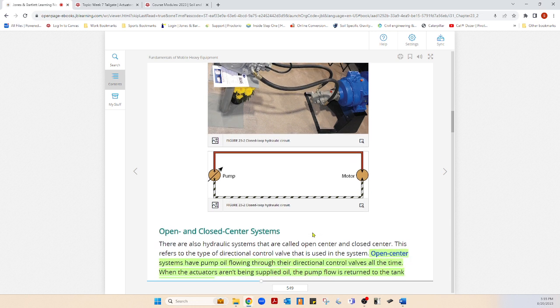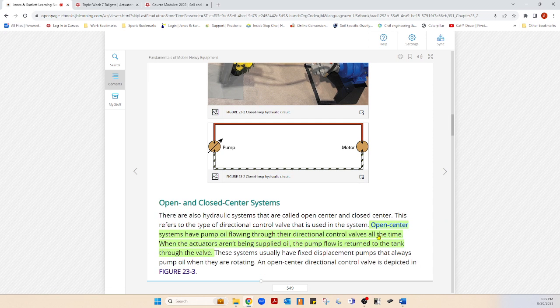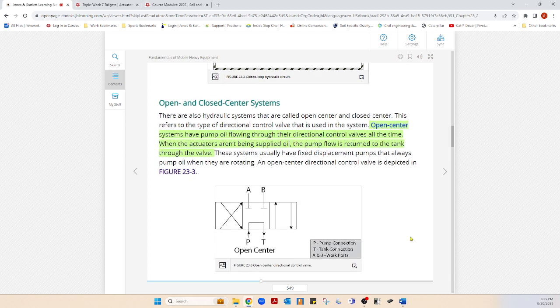Then we have another system called, there are two, open and closed center system. What it says, an open center system, they have oil flowing through their directional control valves at all times. When the actuators aren't being supplied oil, the pump flow is returned to the tank. And we don't even have a symbol for a tank here, but there will be a tank at some point on all of these. These systems usually have fixed displacement pumps that always pump oil when they are rotating, the pump that is. An open center directional control valve is depicted here.